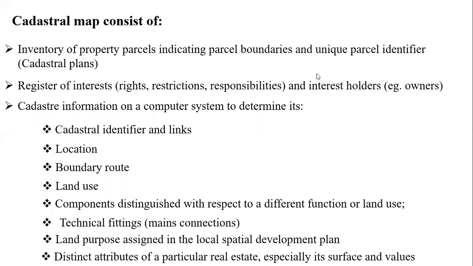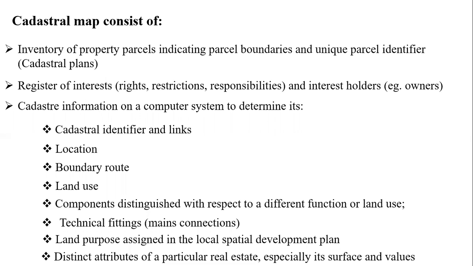So mostly this cadastral information on a computer is completely determined by its cadastral identifiers. We will see what identifier means. These are all those survey numbers and links, and they will give information on the location, boundary, and land use. What kind of land it is, whether it is agriculture land, real estate land, or any household or residential land, or any park. It will give some distinction with respect to the functions of the land use, and technical fitting.